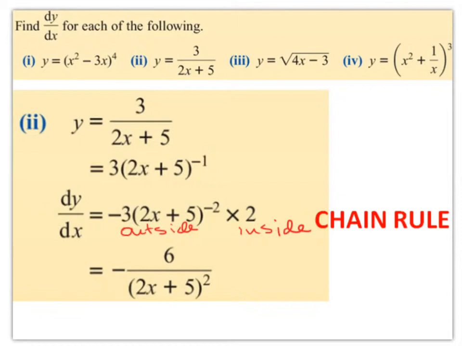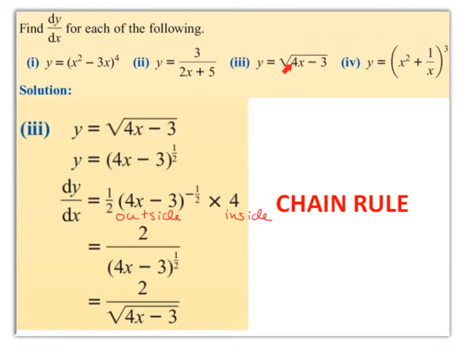And then we just simplify, and we want to go back to the original form that we were given. So we don't want a negative power, so we're going to go back to a fraction. So minus 3 times 2 is minus 6, and that's all going to be over (2x plus 5) to the power of positive 2. So again, here we're using our laws of indices.